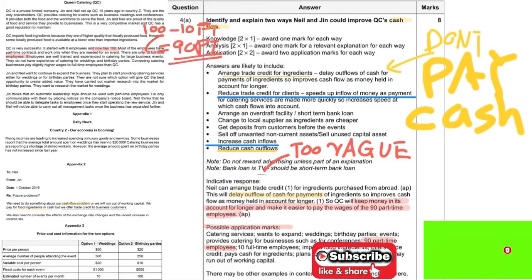Okay, so this is how you do the math. Why are there 90 part-time employees? Because you have to do the math here. So that's all for this 4A. Okay, how to improve the cash flow.